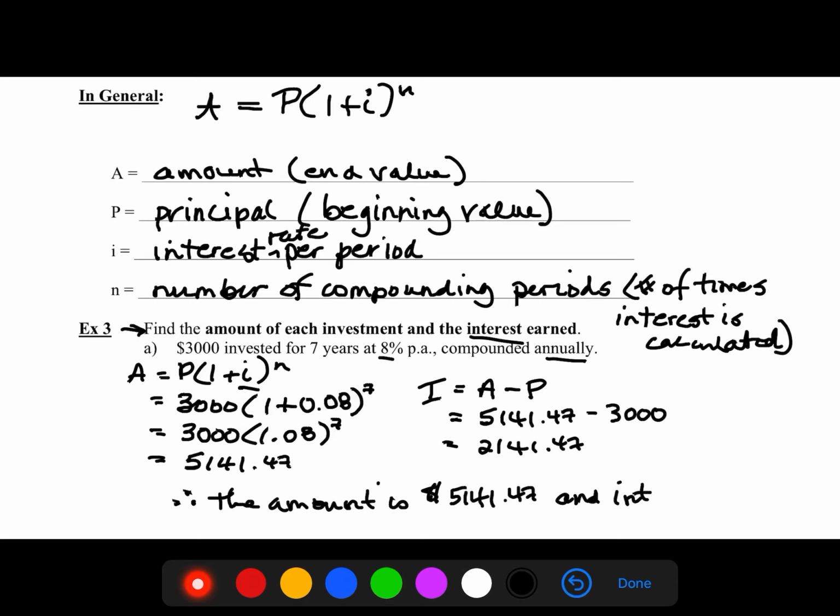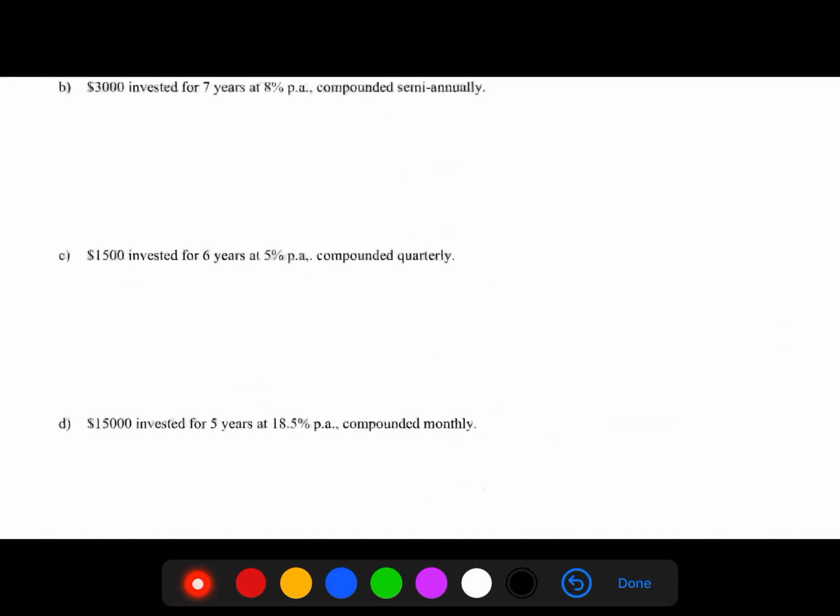So the amount is $5,141.47, and notice our dollar signs and our 2 decimal places, and interest earned $2,141.47. Okay, so that's compounded annually. We don't have to change our I or our N.